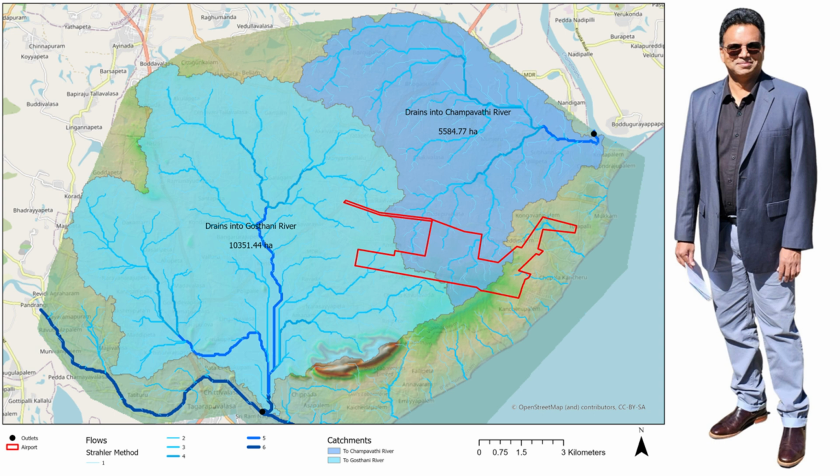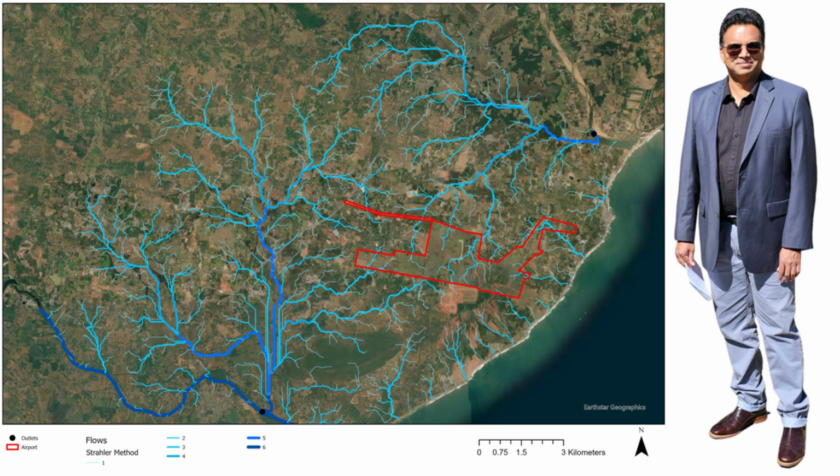You can also see towards the Bay of Bengal, some parts of the airport site are draining directly into the Bay of Bengal. Now this slide presents the flow lines over satellite imagery.